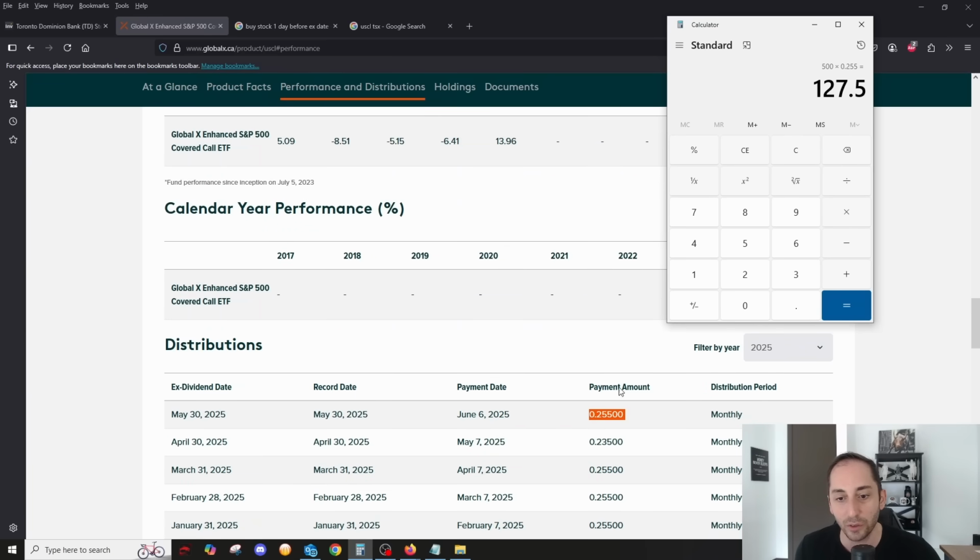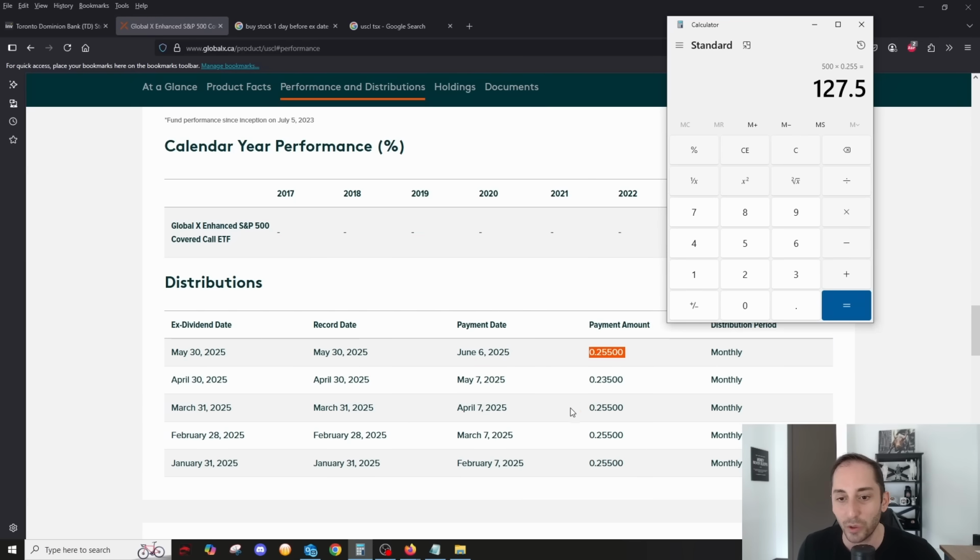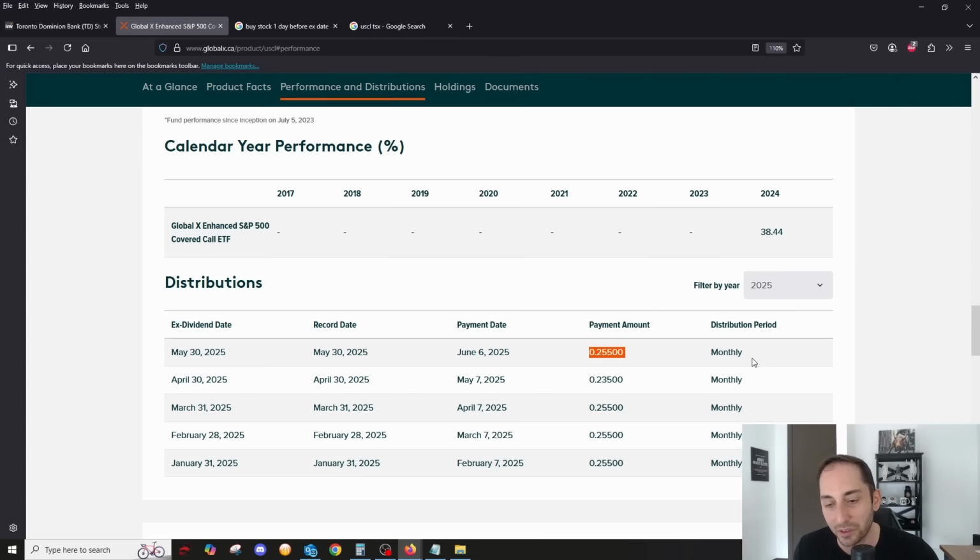$127.50, because you have 500 shares. Remember that this payment amount is per share. So you get 25.5 cents per share. If you have 500, you multiply by 500 and you get $127.50. And this is a monthly amount. The TD one was quarterly, but it's the same concept. So very, very easy, everyone.